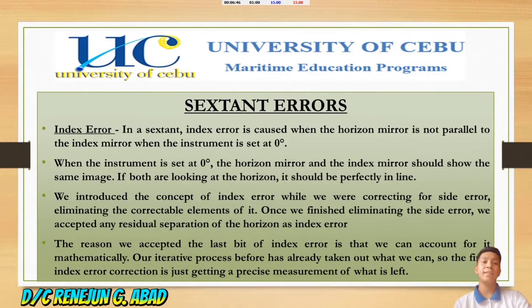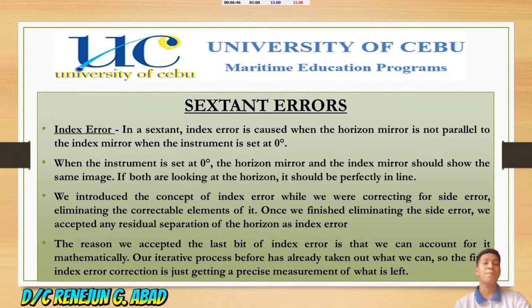Next is the index error. In the sextant, index error is caused when the horizon mirror is not parallel to the index mirror when the instrument is set at 0 degrees. When an instrument is at 0 degrees, the horizon mirror and the index mirror should show the same image. If both are looking at the horizon, it should be perfectly in line.